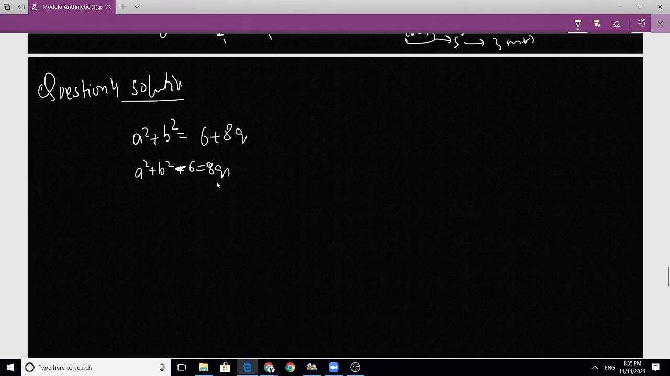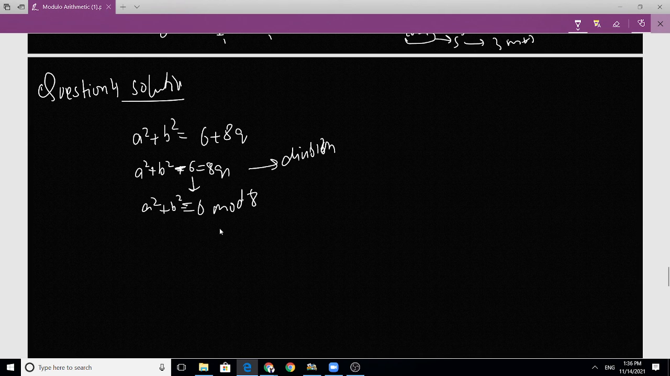I can write, see, this is the division algorithm. I can write a square plus b square congruent to 6 mod 8. If you have got it till here, you're done. So I have a square plus b square equals 6 plus 8q, and a square plus b square minus 6 equals 8q. Then I can write this division algorithm as a square plus b square congruent to 6 mod 8.